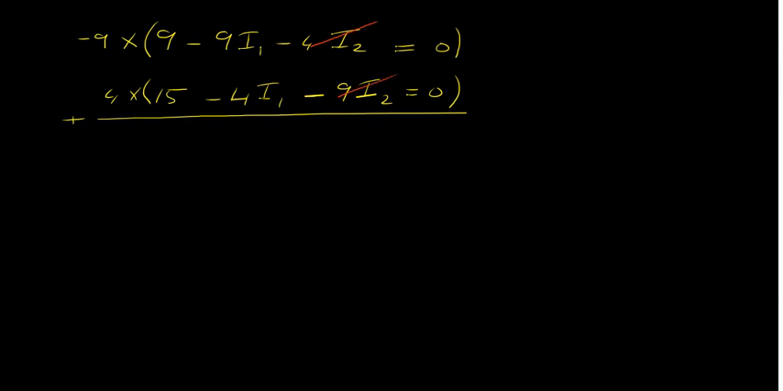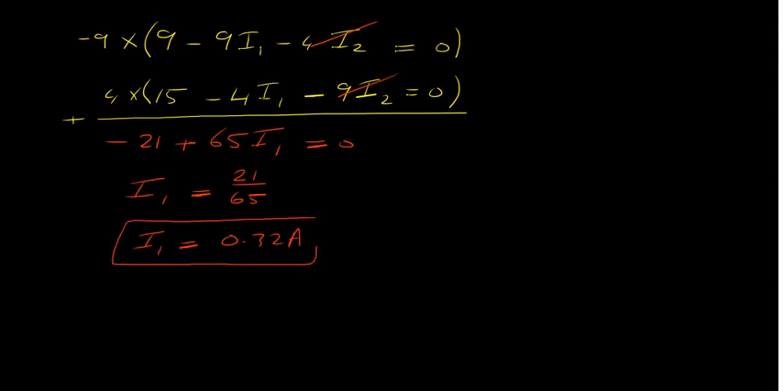Now I'm just going to do the math. Minus 9 times 9, that's minus 81. We're going to add it to 60. It will give me minus 21. Same thing for the second term, and that will give me a positive 65, current 1, and all equals 0. Okay, that's a very simple equation now with one unknown, and that will make current 1 equal 21 divided by 65. From here, the first current will be 0.32 ampere. That's the current 1, or the first current going through loop 1.